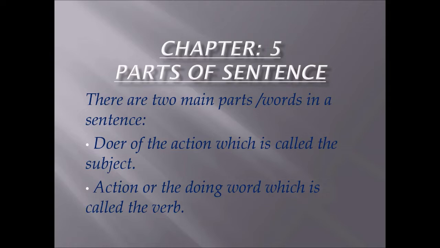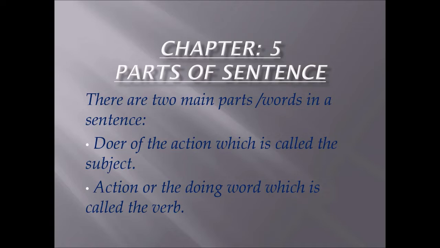In this class, we are going to learn about Chapter 5, parts of a sentence. When we write or speak something, we choose a noun first of all. Then we choose a doing word to suit that noun. The noun acts as the doer of the action which the doing word describes. So, there are two main parts or words in a sentence.